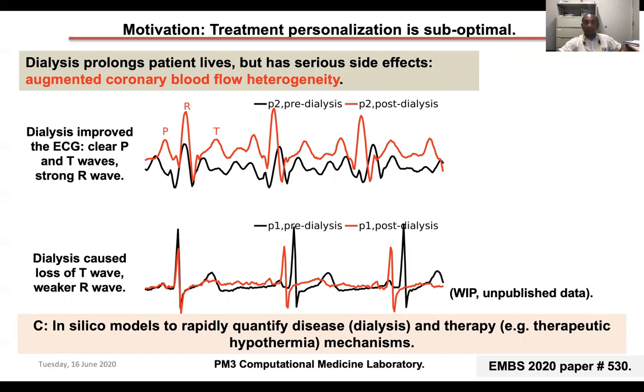And so the purpose of the computational models is to rapidly quantify the disease and its mechanisms. As a systems biology approach, the computer models will integrate known mechanisms. Importantly, it will be a cost-effective manner of testing therapy prior to experimental and clinical investigations.